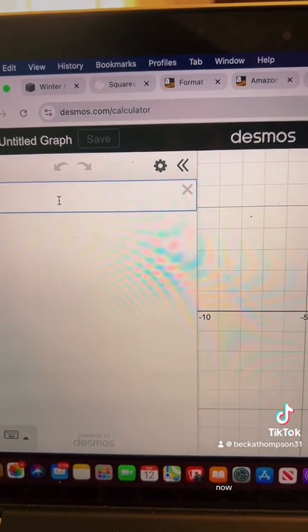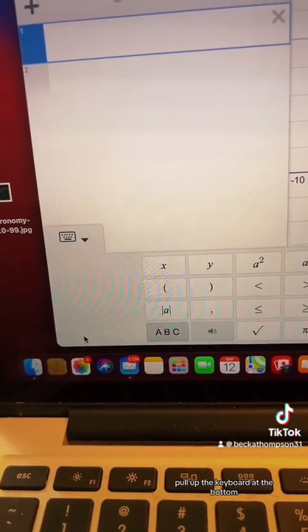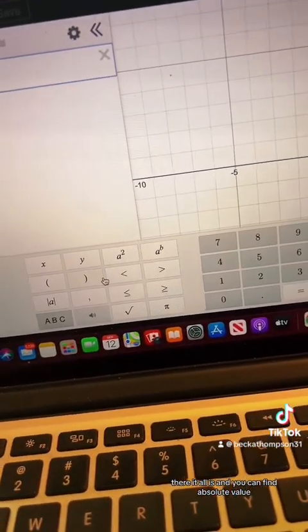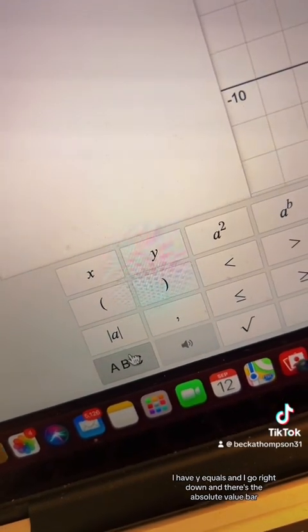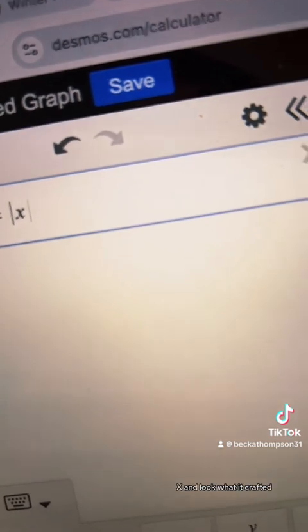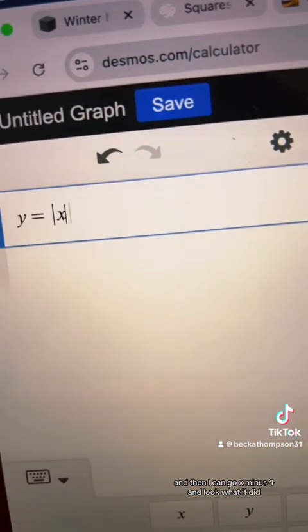Now, you pull up the keyboard at the bottom. There it all is, and you can find absolute value. Hold on, let's find where it is. I have y equals, and I go right down, and there's the absolute value bar. And you see what it does for me? X. And look what it graphed. And then I can go x minus 4, and look what it did.